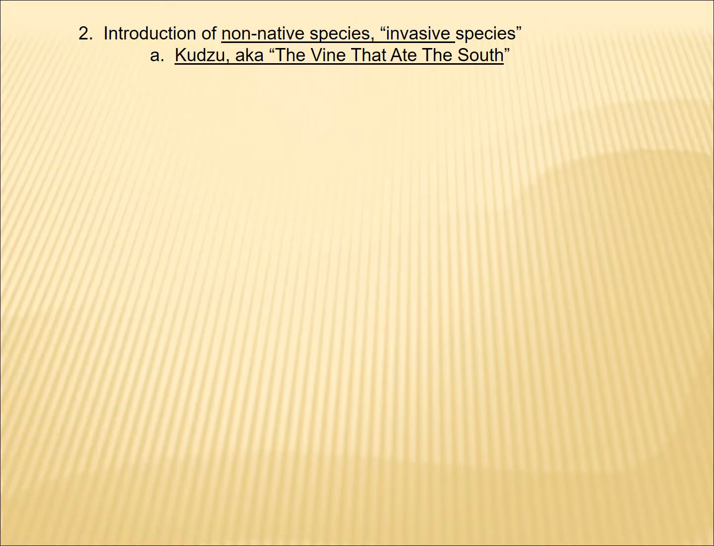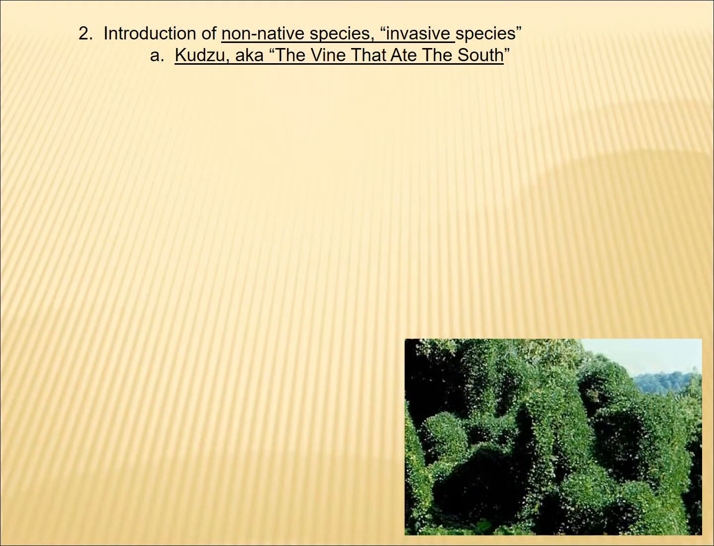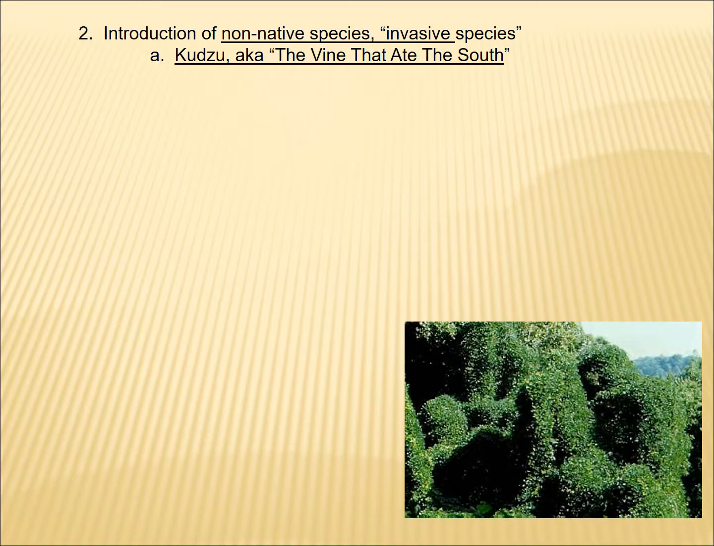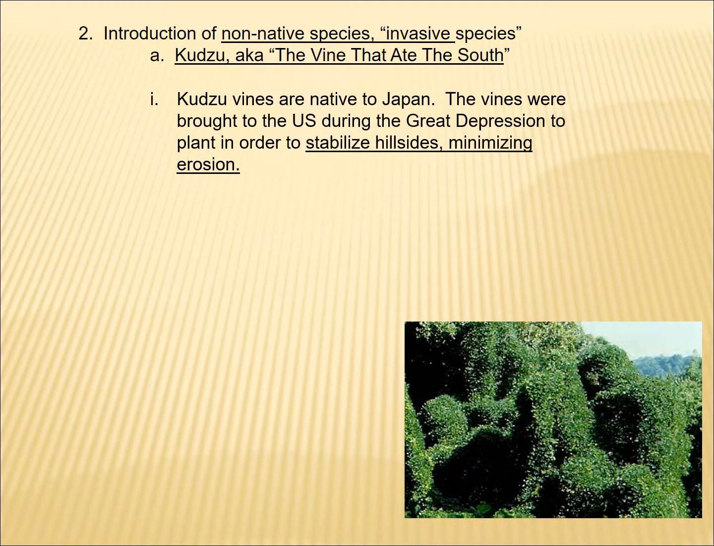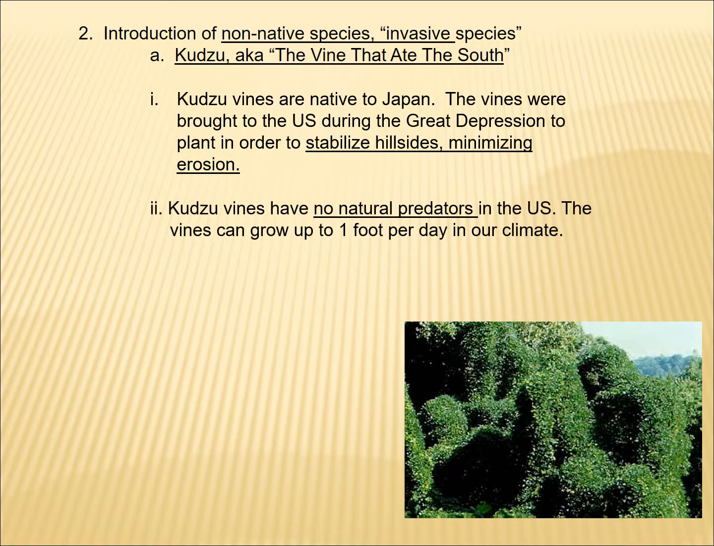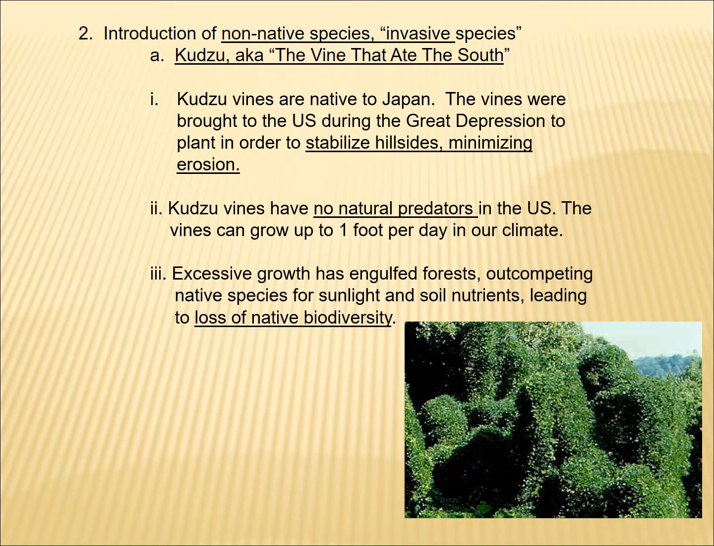All right, the second cause of biodiversity loss is the introduction of non-native species. So kudzu, the vine that ate the South. It was brought during the Great Depression to try to save the soil from eroding during the Dust Bowl, and it just takes over. It's native to Japan. It was used to stabilize hillsides, minimizing erosion, but it has no natural predators in the U.S. And the vines in our area can grow up to 1 foot per day. Excessive growth has engulfed forests, killing everything. There's a huge patch of kudzu just around the corner from school, and it just takes over.